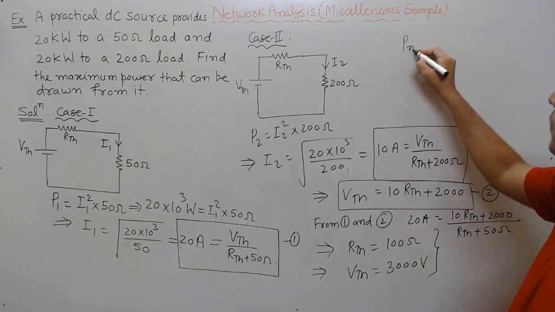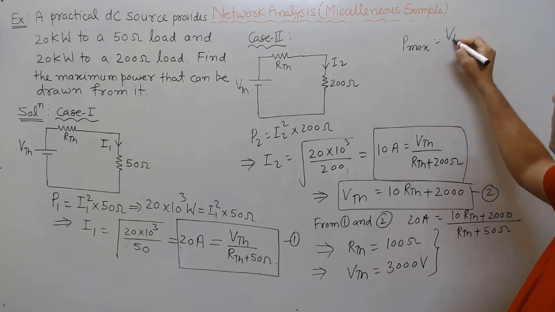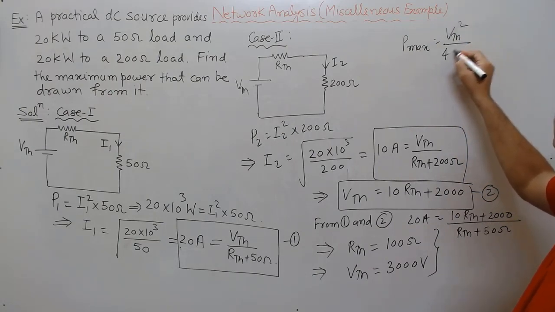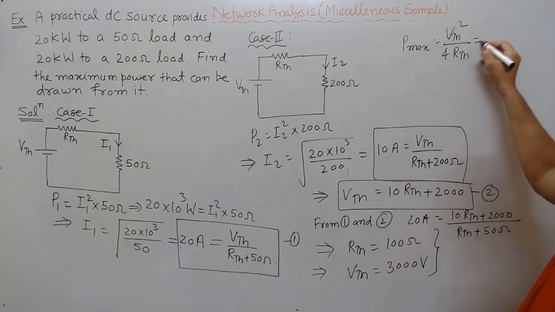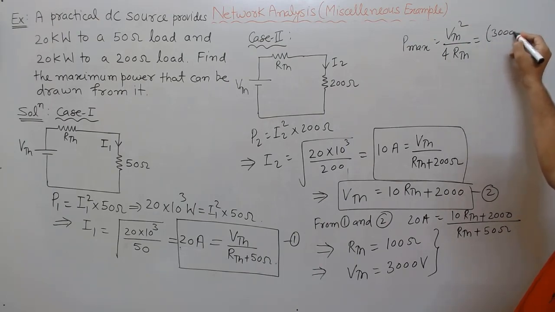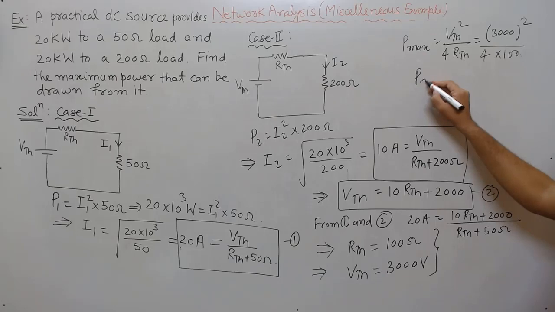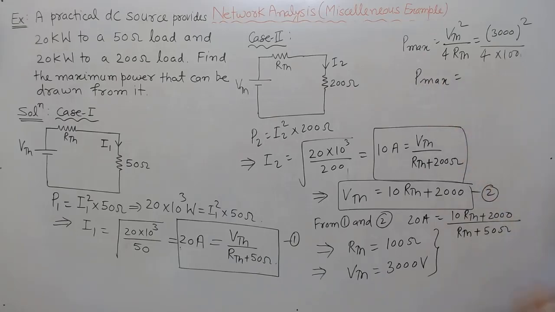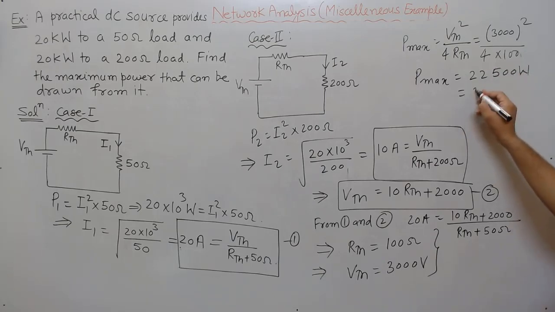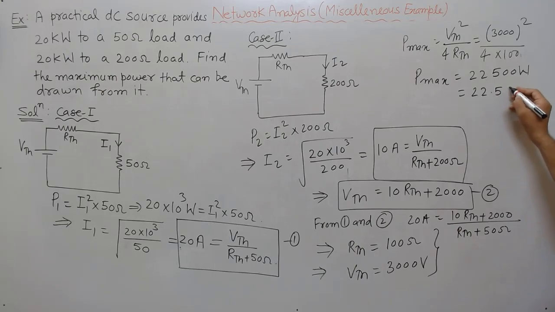So maximum power delivered to the load is VTH square by 4 RTH. So that is 3000 whole square divided by 4 into 100. So P maximum is, you will get this value, 22,500 watt or 22.5 kilowatt.